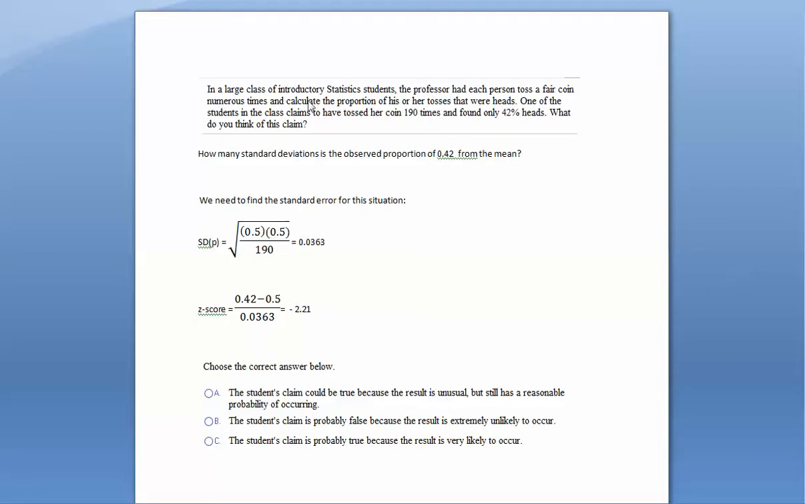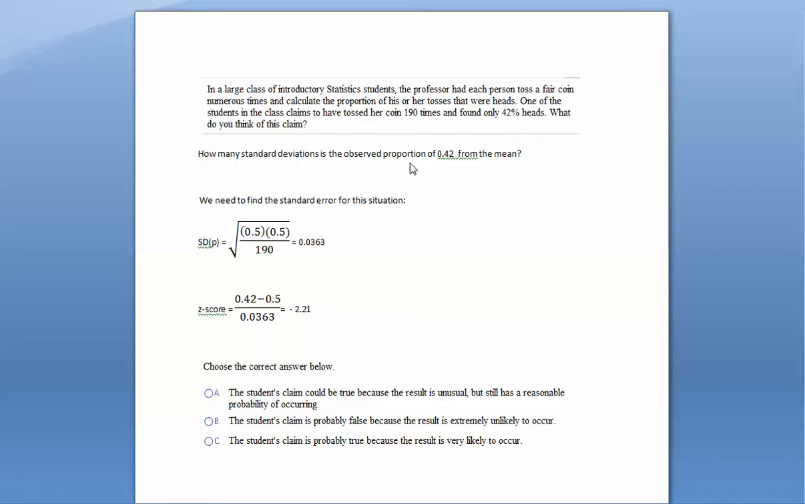In a large class of introductory stat students, the professor has each person toss a fair coin numerous times and calculate the proportion of his or her tosses that were heads. One student in the class claims to have tossed her coin 190 times and found only 42% heads. What do you think of this claim?